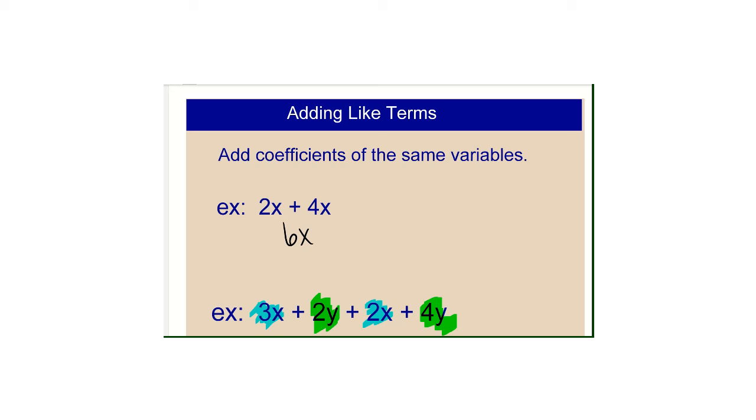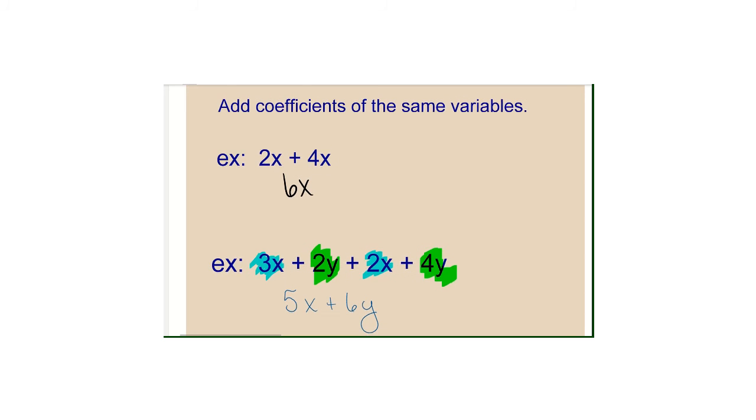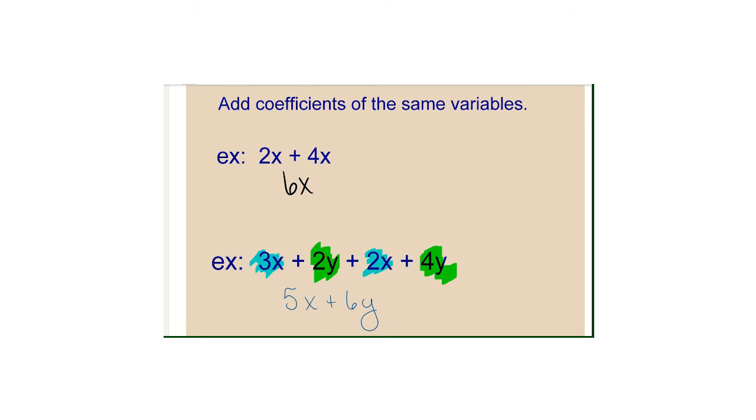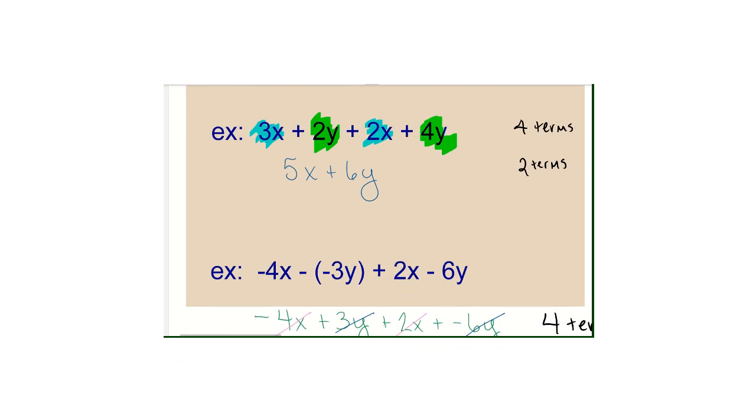So there's different ways to keep up with your like terms as you're working. Notice I used a highlighter with different colors. It's completely up to you how you do it. So 3x plus 2x is 5x, and 2y plus 4y is 6y. And here we went from 4 terms down to 2 terms when we added our like terms. So we're simplifying by adding like terms.